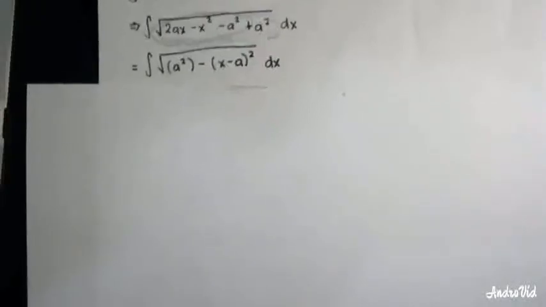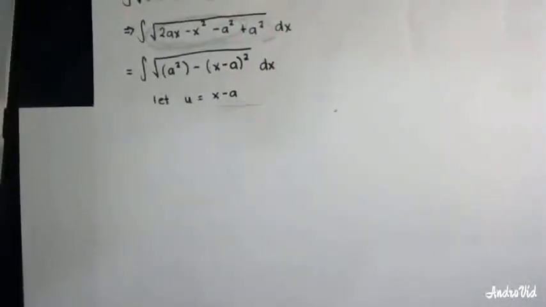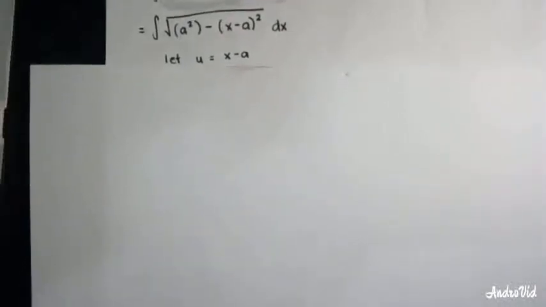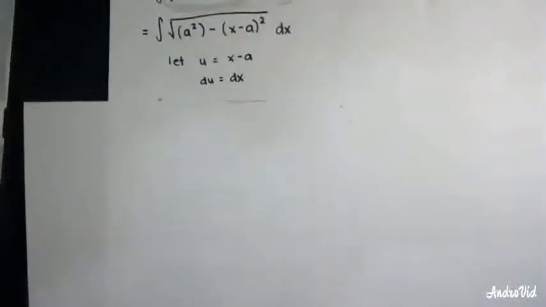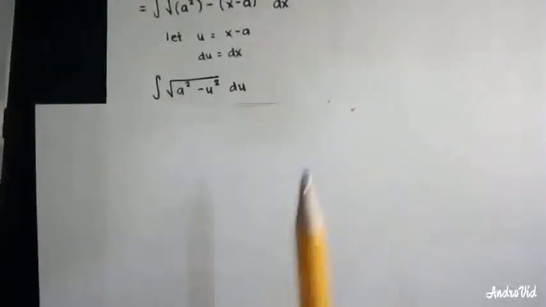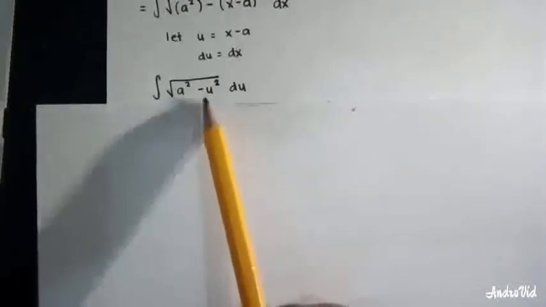To make our lines easier, we're gonna substitute. We're gonna let u be x minus a. Then du, we would have dx. The derivative of u is just dx. So we would be having the integral of the square root of a squared minus u squared.